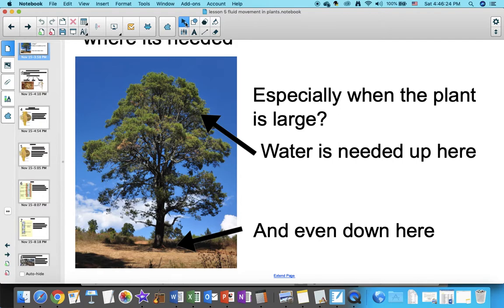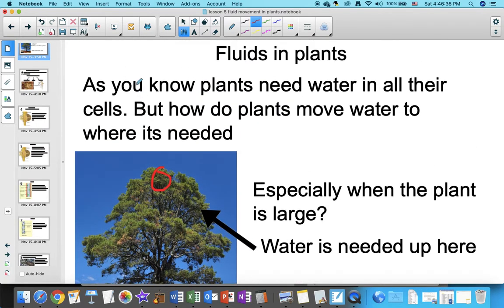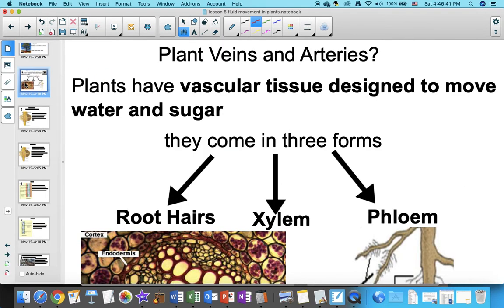Water hits the ground, and so, yeah, if it rains, the bottom parts of the plant may get all the water, right? But how does the water get from here all the way up here? That seems to defy the laws of gravity. So we'll be talking about that. So, plants, veins and arteries. Plants have vascular tissue, just like us, but we don't call them veins and arteries. And their job is to move water and sugar throughout the plant.